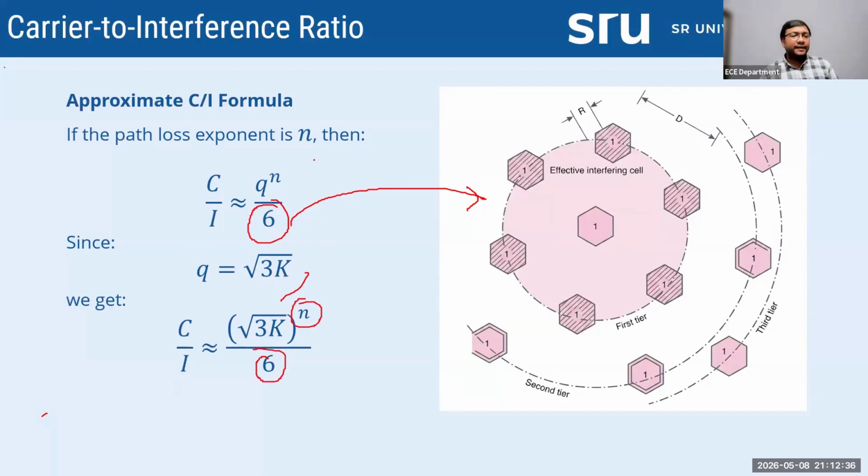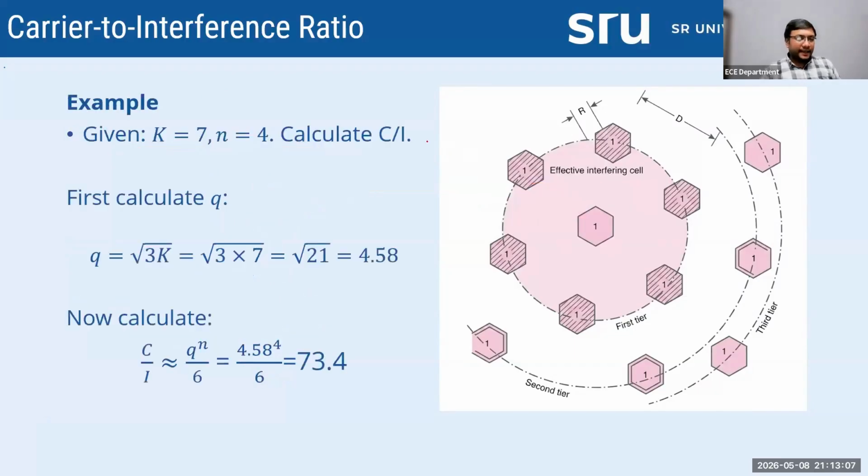Now, what is n? n is called the path loss exponent. What is path loss exponent? Whenever some signal comes from these co-channel cells to this cell, there will be some path loss. This path loss has a factor, I mean the rate at which the path loss will occur. It has a number or a power, an exponent. So that is n. So now let us take an example. For example, K is 7. What is K?